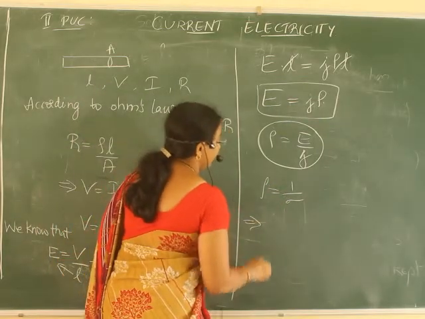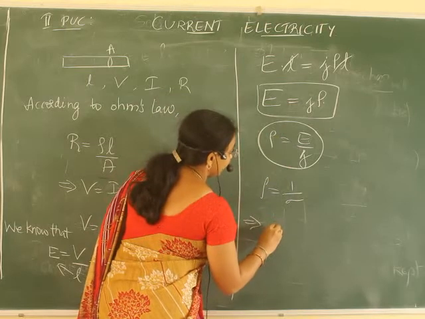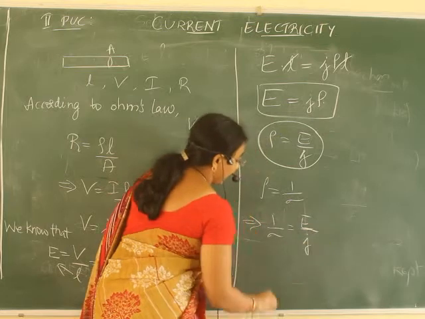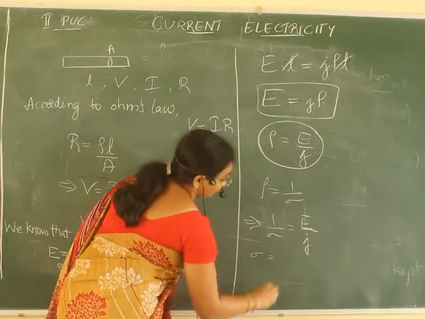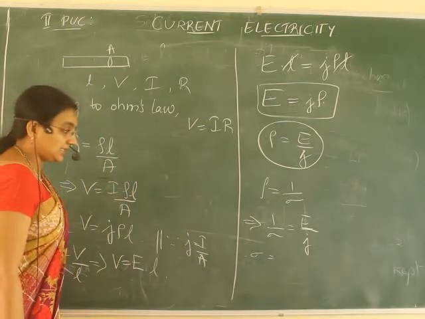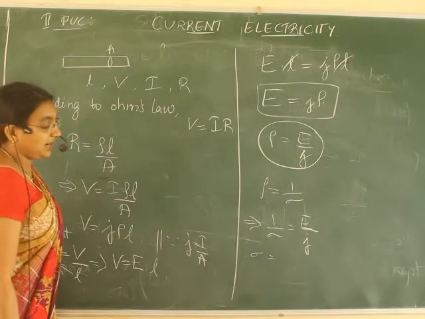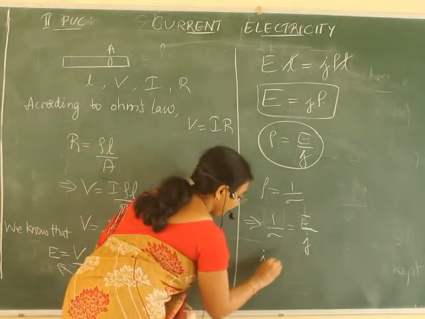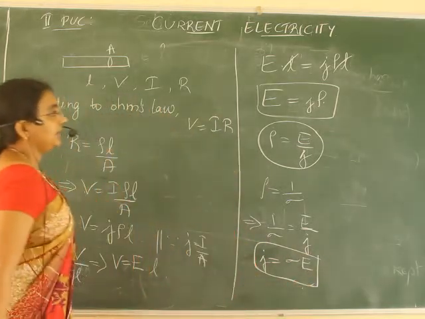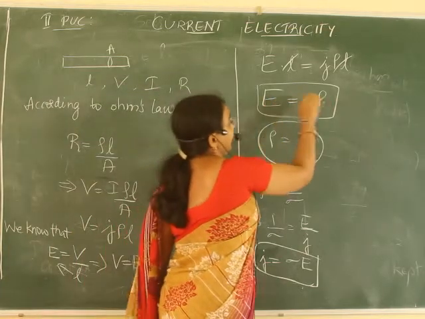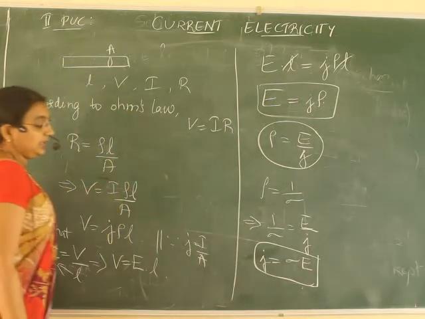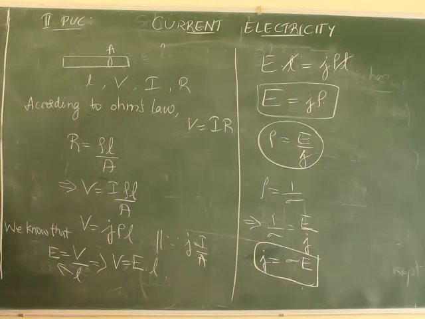Since resistivity is the reciprocal of conductivity, I can write 1 by sigma is equal to E by J, or sigma is equal to J by E, or else I can write sigma into E is equal to J. One more relation: this is the relationship between resistivity and electric field. This is the relationship between electric field and conductivity.